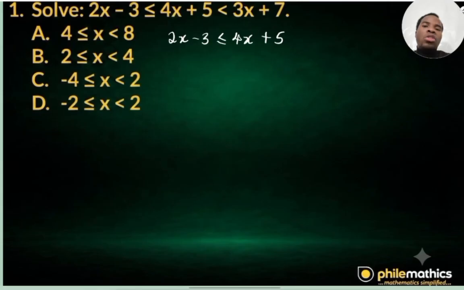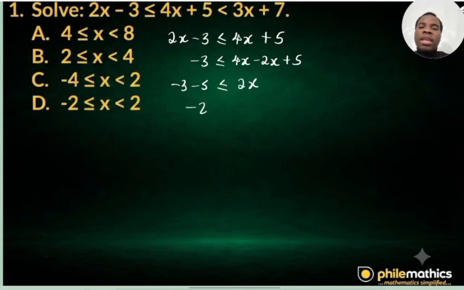Now, I can subtract 2x from both sides. I will have minus 3 less than or equal to 4x minus 2x plus 5. And I can subtract 5 from both sides and I will get minus 3 minus 5 less than or equal to 4x minus 2x is 2x, and this 5 goes away. Minus 3 minus 5 is minus 8 less than or equal to 2x.